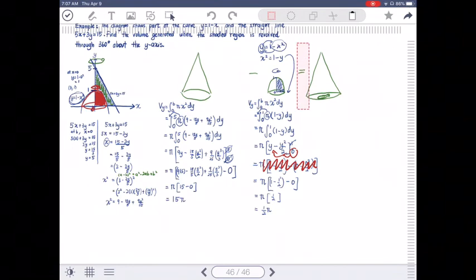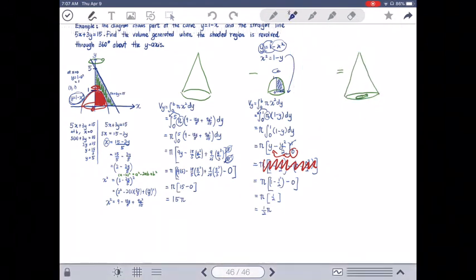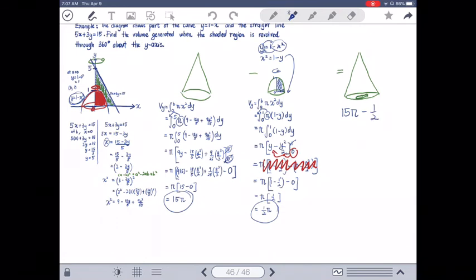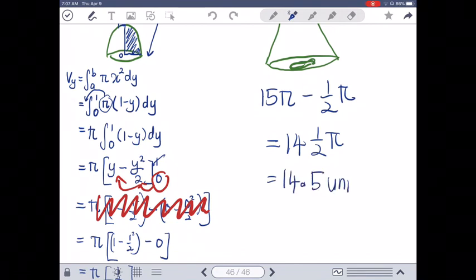So to find the volume of the solid generated with a hole in the middle, it's just 15 pi minus half pi. So this is just 15 pi minus 1 over 2 pi. This is just equal to 14 1 over 2 pi, or 14.5 pi units to the power of 3. Okay.